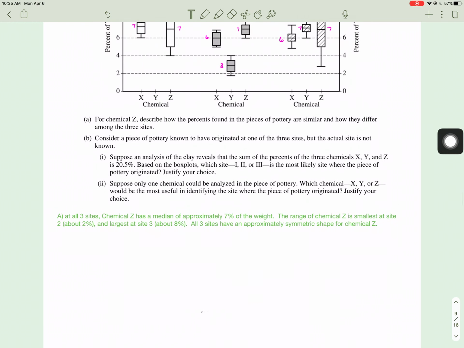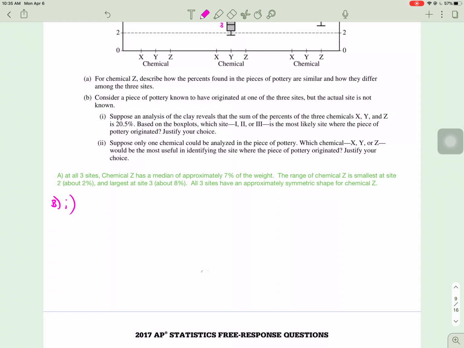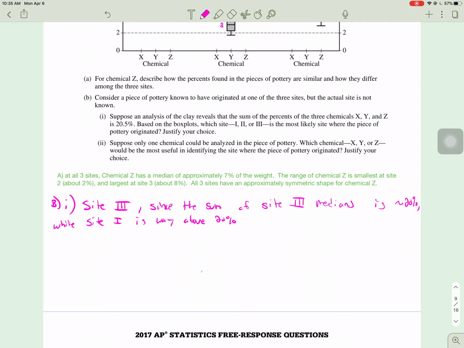So I wrote for part B, part 1, sorry, B1, I wrote site 3, since the sum of site 3 medians is approximately 20%, while site 1 is way above 20%, and I wrote approximately 27%, and site 2 is way less than 20%, approximately 16%.